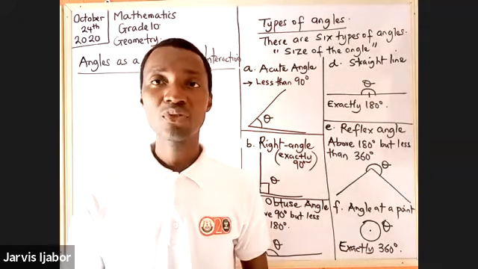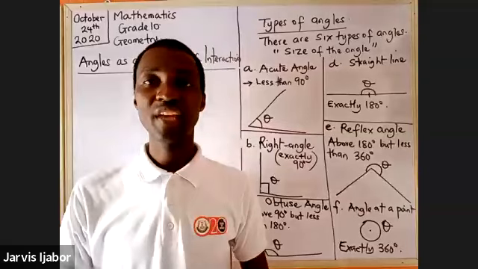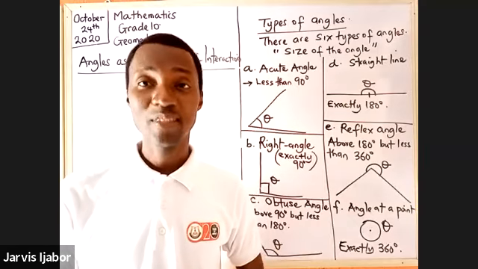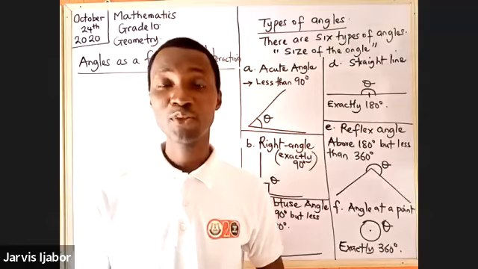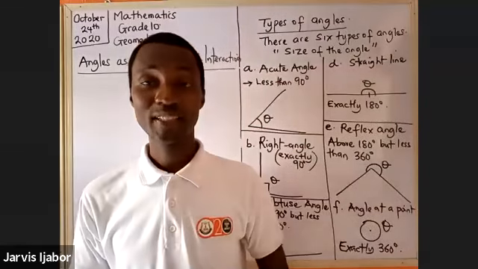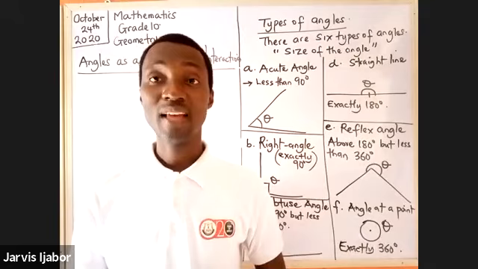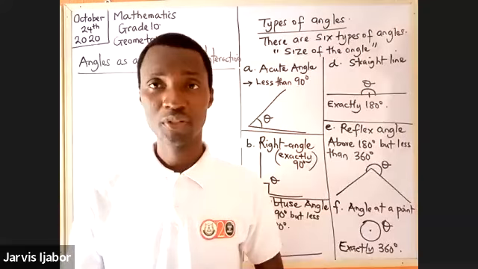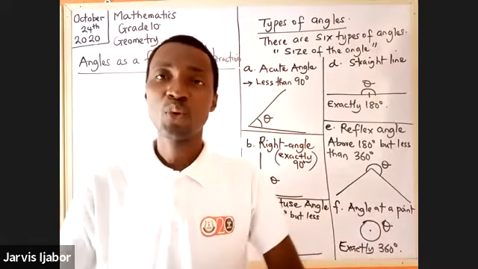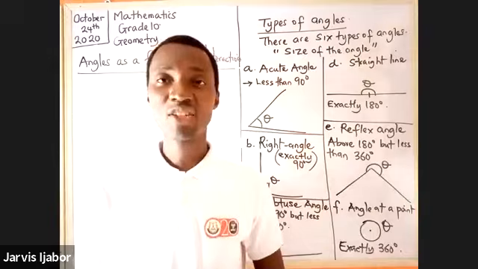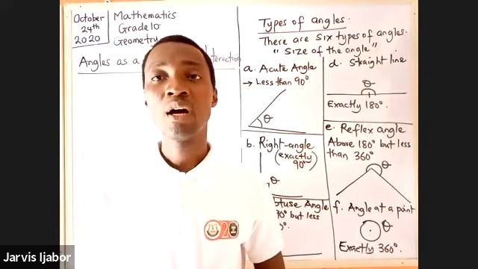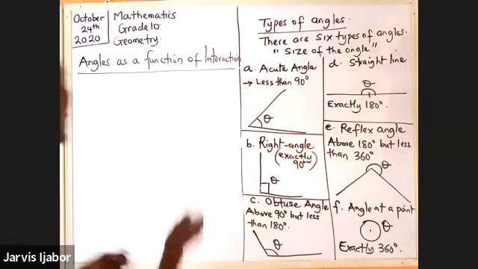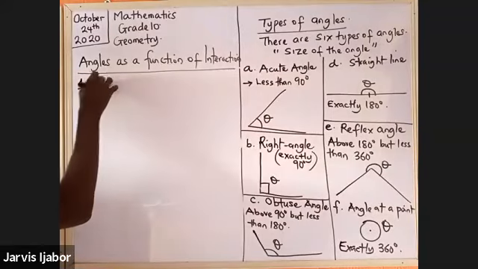Now, we can also look at angles as a function of their interaction. I won't tell you how many types they are so that I don't commit myself into what I may not be able to defend. But I will trust that you can go through them and then make your conclusion for yourself. The first type of interaction we have between angles is interaction that gives rise to what we call complementary angles. So number 1, there's something we call complementary angles.